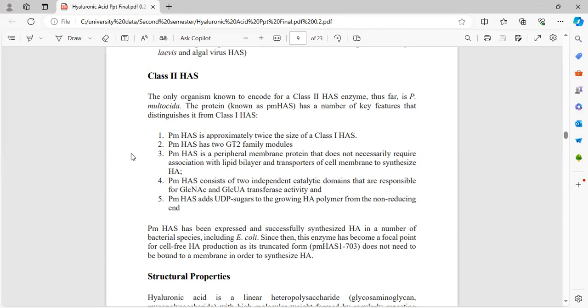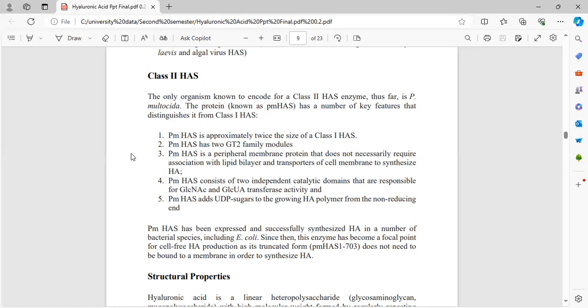Third, PmHAS is a peripheral membrane protein that does not necessarily require association with the lipid bilayer and transporters of the cell membrane to synthesize hyaluronic acid. Fourth, PmHAS has two independent catalytic domains that are responsible for GlcNAc and GlcUA transferase activity. And fifth, PmHAS adds UDP sugars to the growing hyaluronic acid polymer from the non-reducing end.